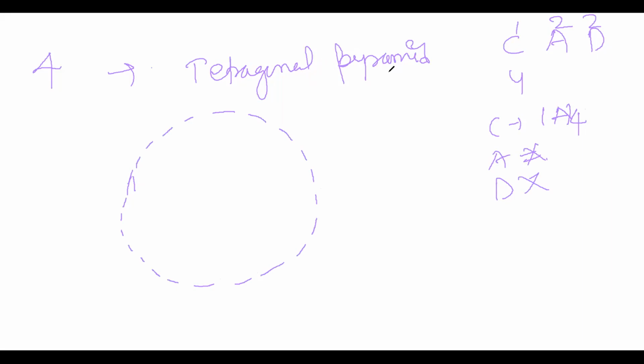Tetragonal pyramid. How many faces will there be? 4, of course. So we are drawing the axis, and we won't be drawing the diagonals. Why? Because we don't require them, because there are only 4 faces. So 4 faces. This has already been divided into 4 faces: 1, 2, 3, and 4. Getting my point or not? So this is what you have to remember.